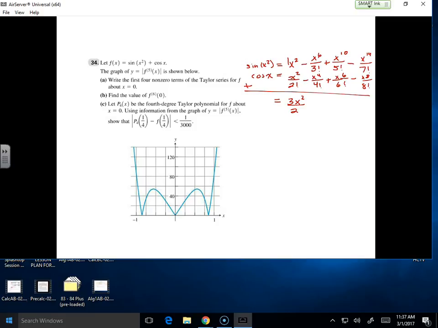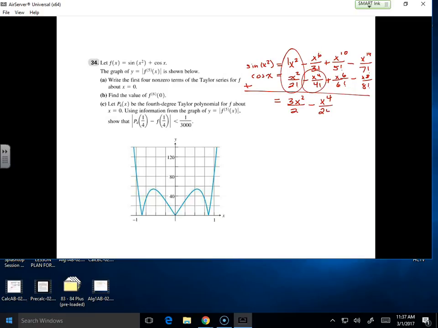Who would be the next term? Well, it's x to the 4th, right? But the 6 is combined with that. So that'd be x to the 4th over 4 times 3 times 2 times 1, 24. Yeah, one of the notes for a cosine.